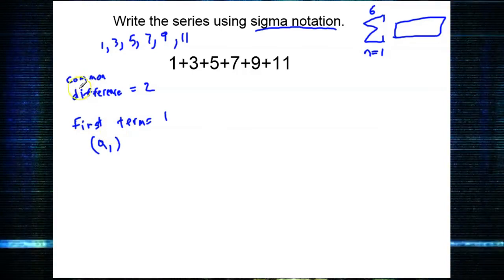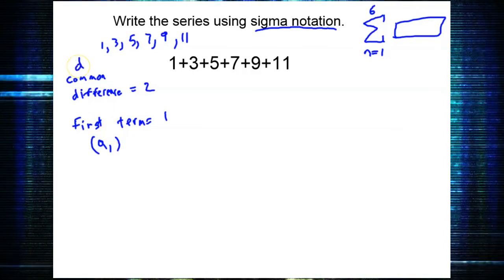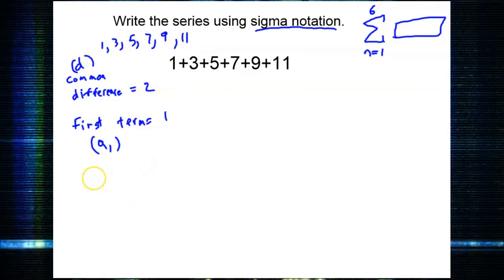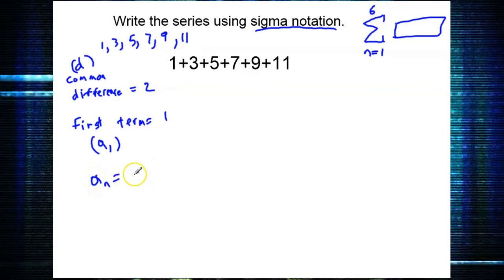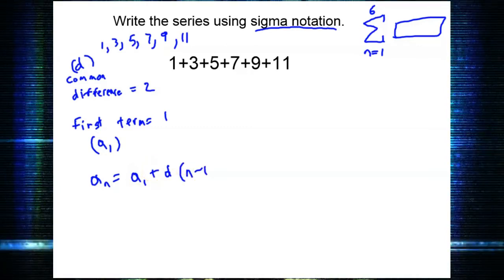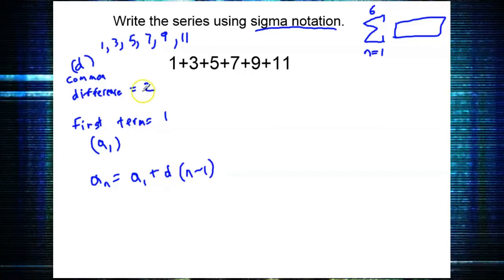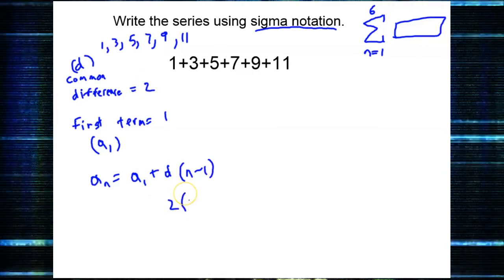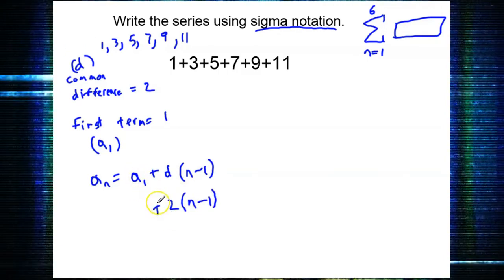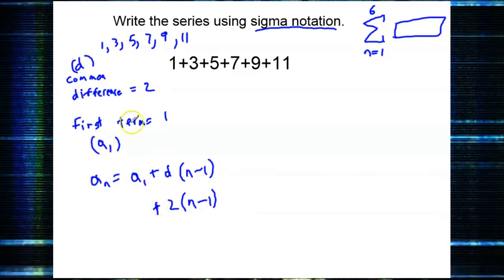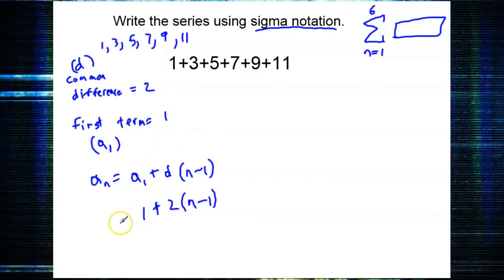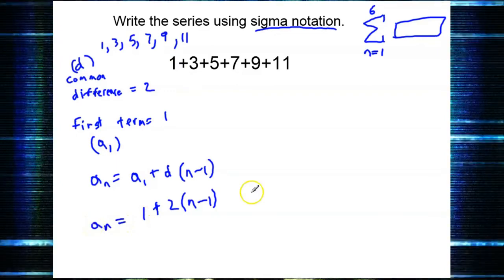A sub 1 is what we're going to use to represent the first term, and we normally use the letter D to represent our common difference. The general form is A sub n equals A sub 1 plus D times n minus 1. This is how we write any arithmetic sequence. We know D is 2, so we can go ahead and plug in 2. We know A sub 1 is 1, so we're going to plug in 1 right there. And so what we have is an expression that describes how we get each term.